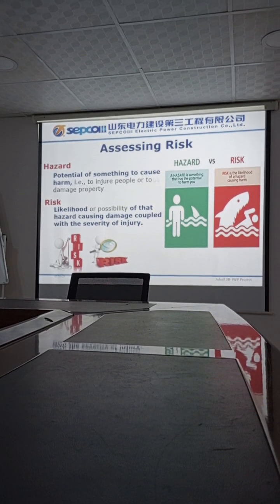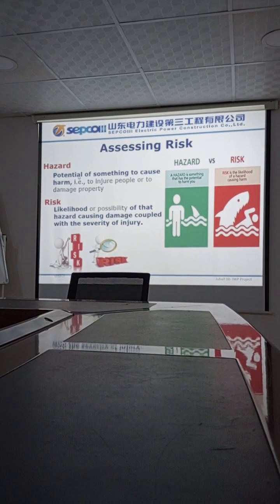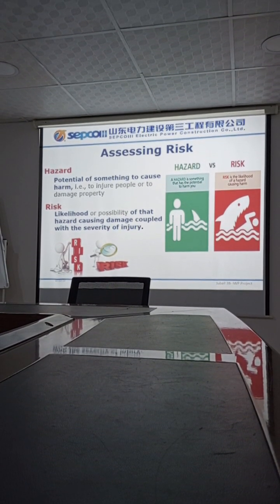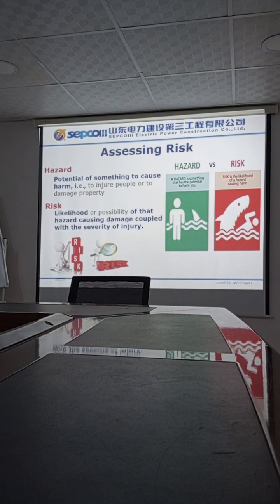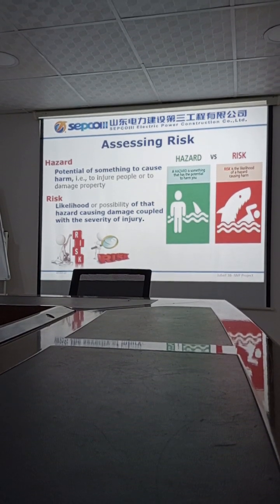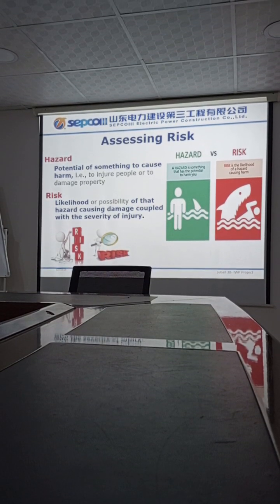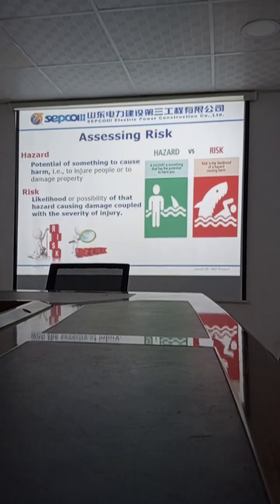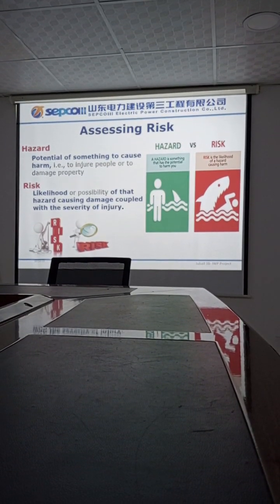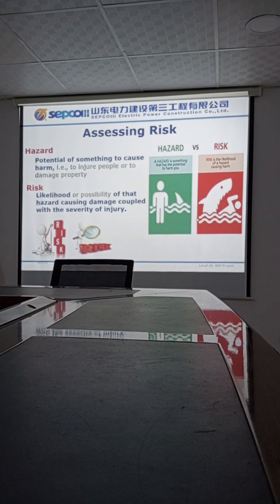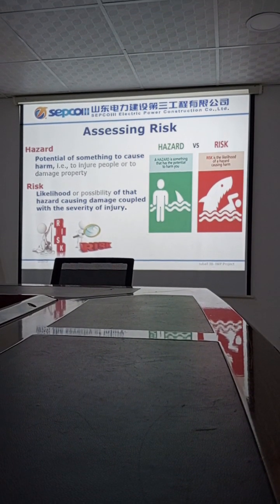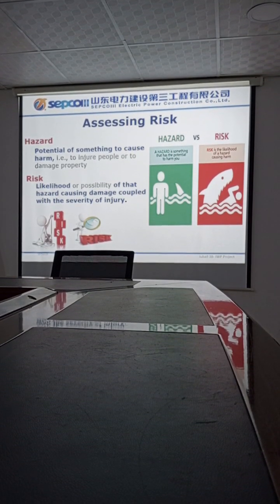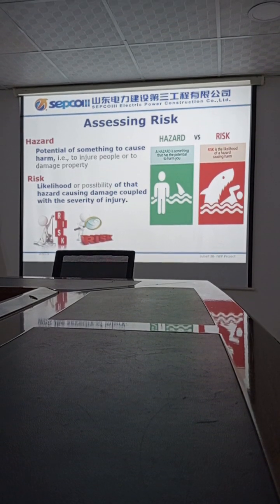So that's why a hazard is the potential of something to cause harm, to injure people or to damage property. And the risk is the likelihood or possibility. Is it possible for the person to be attacked by the shark? Yes. That's the possibility of that hazard causing damage, coupled with the severity of injury. Imagine if a shark attacks this person, either he survives or not. That's why he is taking the risk.